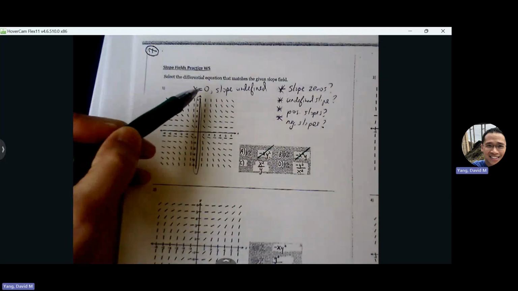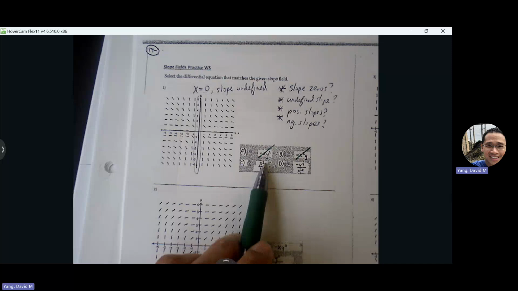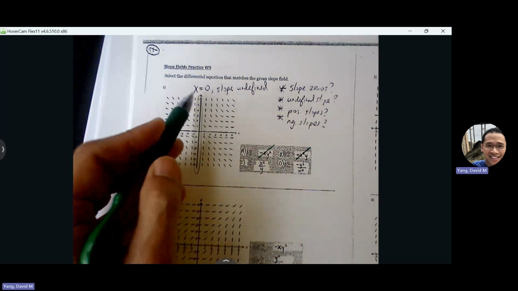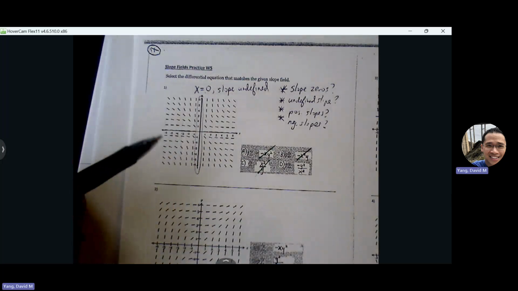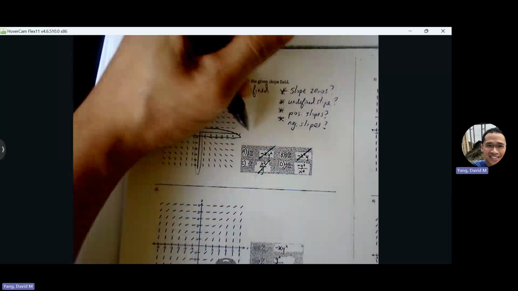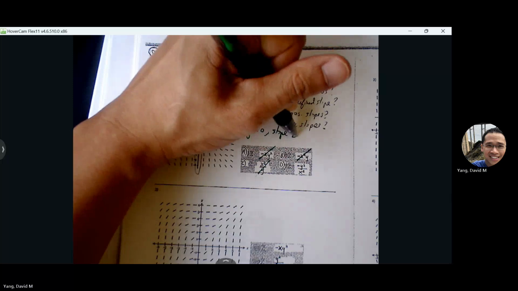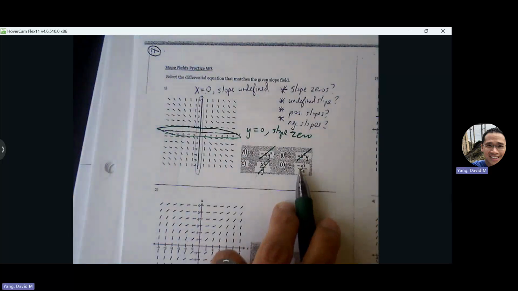And if we plug 0 in for x, C is also not guaranteed to be undefined, because if y was a different value... So I think with this property alone, we can eliminate A, B, and C, which will give us D. But I just want to point out some other properties as well. We also see that on the x-axis, when y is equal to 0, we're getting slope 0. And that is true for this one. If I plug 0 in for y, I'm getting slope 0.